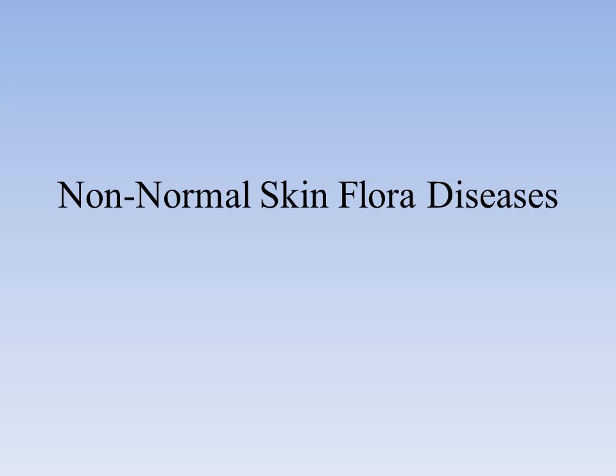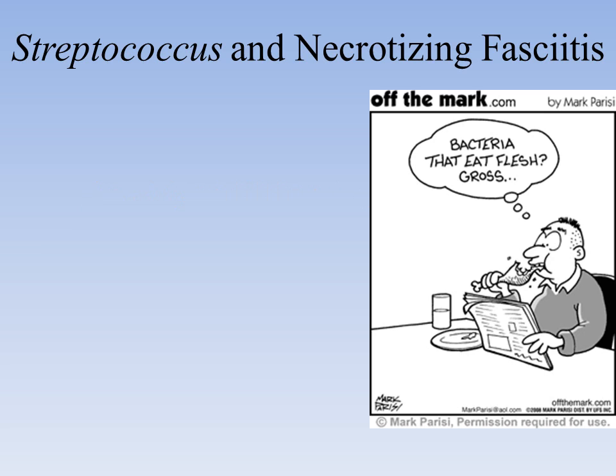Alright, so before we jump into chapter 20, looking at microbial diseases of the nervous system and the eye, let's go ahead and finish up chapter 19, looking at skin diseases. Before, we talked about diseases of the normal skin flora, so diseases that you get from the staph, the Propionibacterium acnes, and the other organisms that are normal inhabitants of your skin that can still cause disease under certain conditions. So let's talk about the non-normal skin flora diseases.